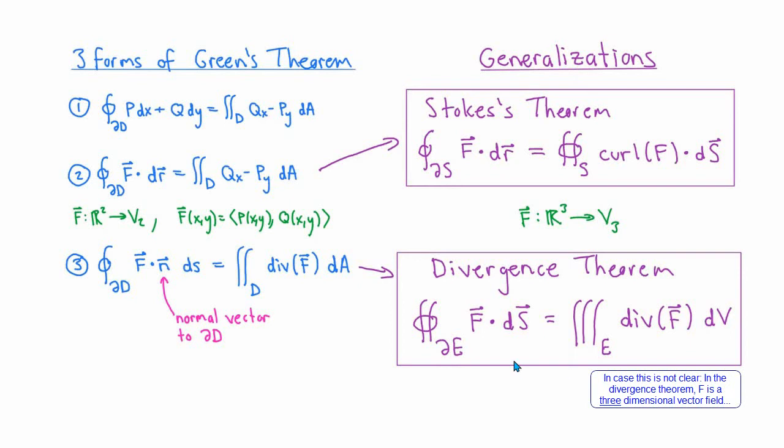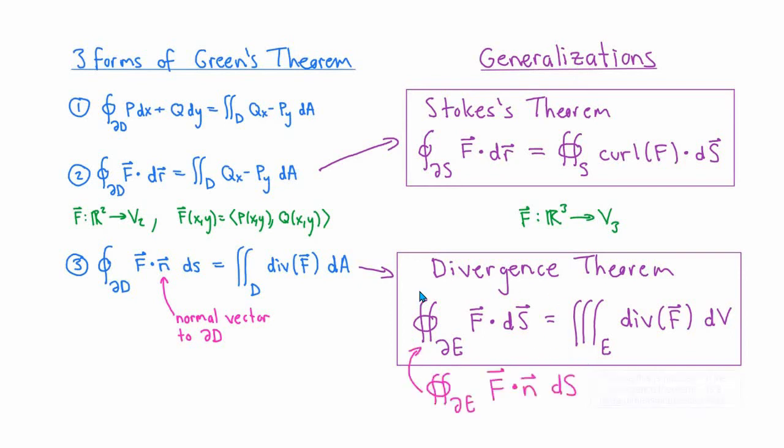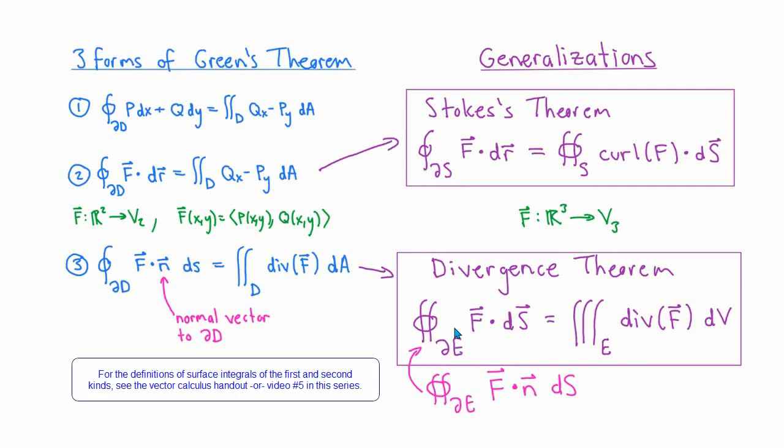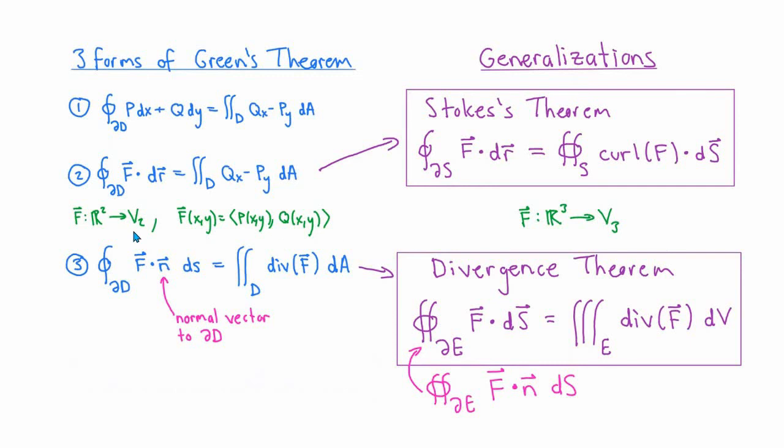I'll break this definition down for you in just a minute, but one thing which you might want to remember now is that the surface integral on the left-hand side is a surface integral of the second kind. The definition of the double integral over the boundary of E of F dot dS is the double integral over the boundary of E of F dot n dS. This is a surface integral of the first kind. Seeing this helps to understand that the divergence theorem is a direct generalization of Green's theorem to one dimension higher.